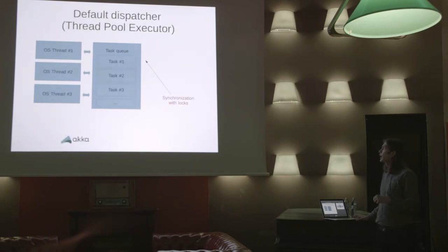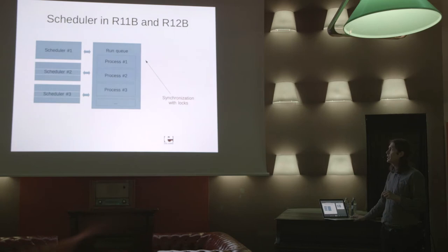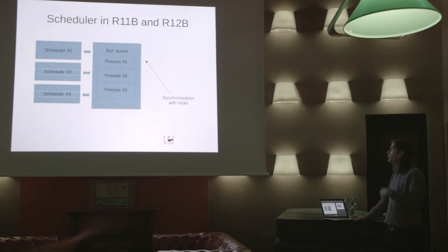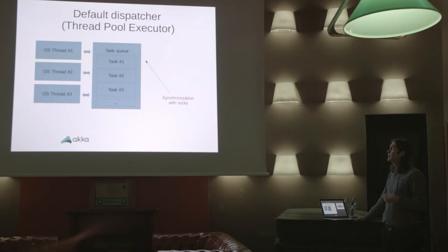Let's now jump to Akka. In Akka, there is something called the default dispatcher with thread pool executor. And if you compare those two solutions, they look exactly the same. So in Erlang, we had a scheduler, and in Akka, we have an OS thread. The scheduler in Erlang also ran in one OS thread. Instead of a run queue, we have a task queue. And instead of processes, we have tasks. So this is very similar.